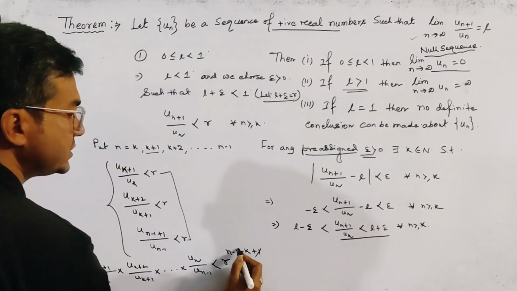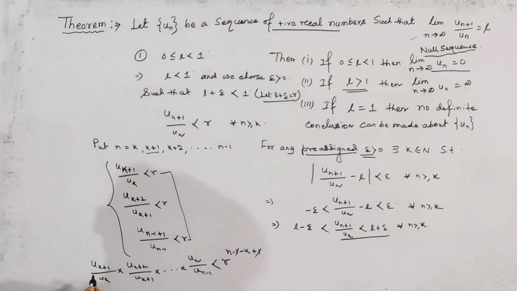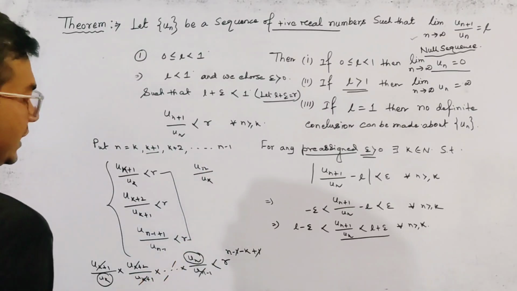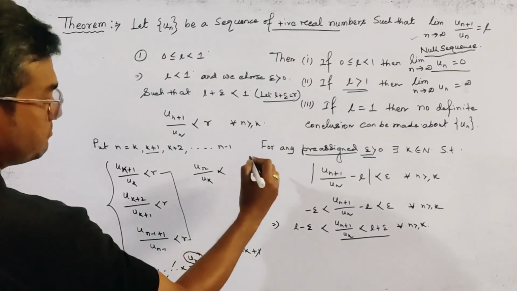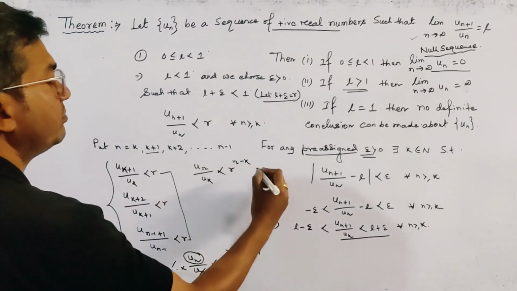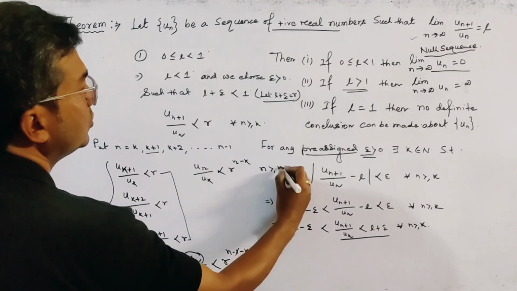Okay, so this is n minus k, and it is clear that uk plus 1 cancels out, uk plus 2 is present here so it cancels out, and we get only two terms. This is uk and this is un, and this term also cancels out with this term. So we get the result as un by uk less than r to the power n minus k, and here we must write n greater equal to k plus 1.